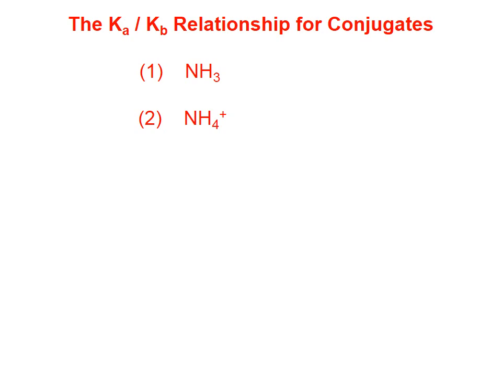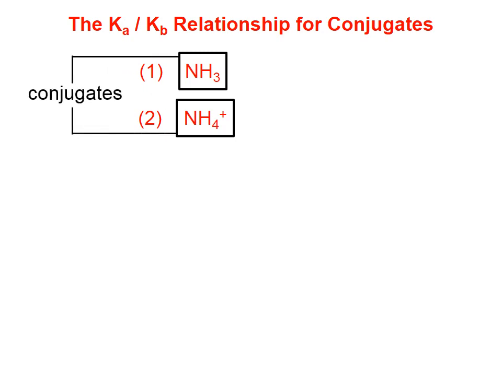The Ka-Kb relationship for conjugates. Let's look at these two. First of all, are we agreed that these two constitute a conjugate acid-base pair? Recall that the conjugates differ by an H+. Yes, those two are definitely a conjugate acid-base pair. Which one is the acid and which one is the base?